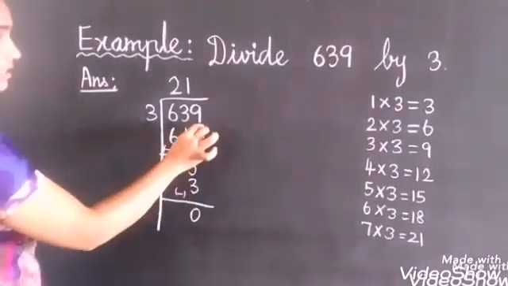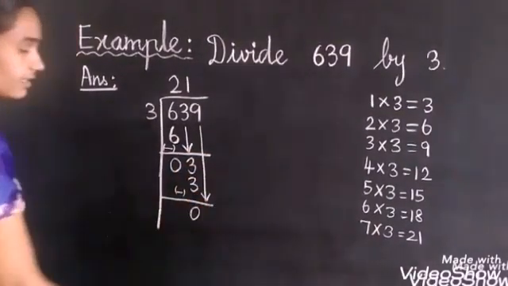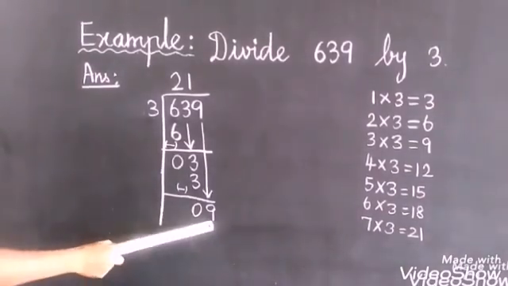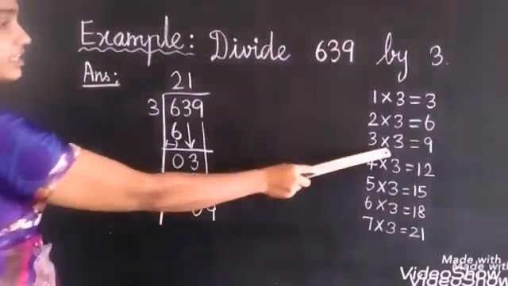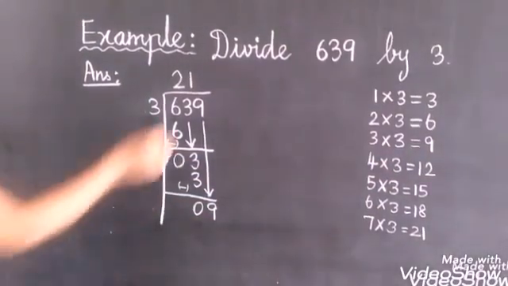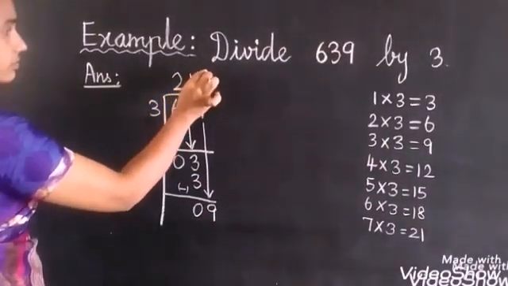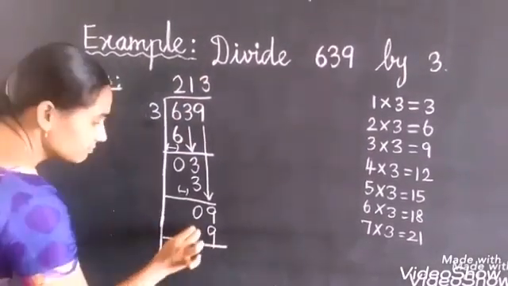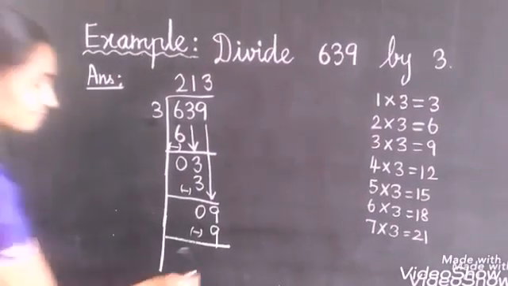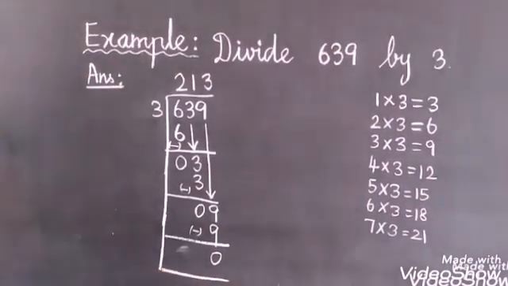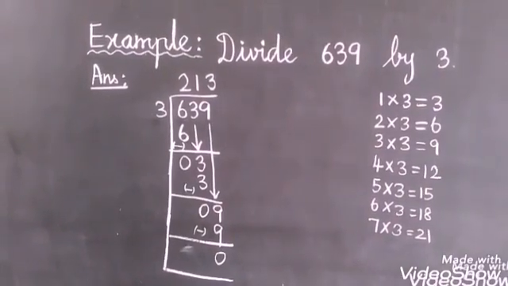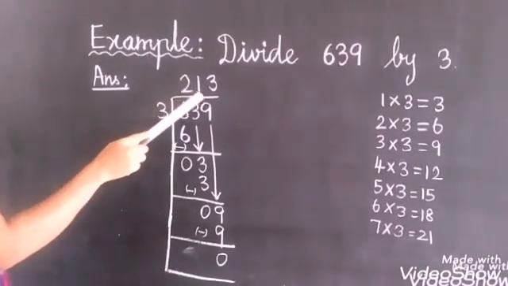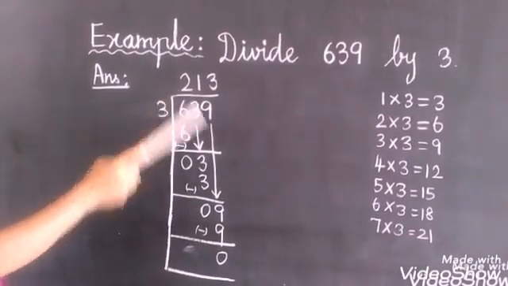Then you have to take the next digit, 9. In the 3 table, 9 is how many times? Yes, very good. 3 3s are 9. Here in the quotient place put 3 and write 9 here. Subtract this: 9 minus 9 is 0. Very good. Now listen, what is your quotient? 213. What is your remainder? 0.